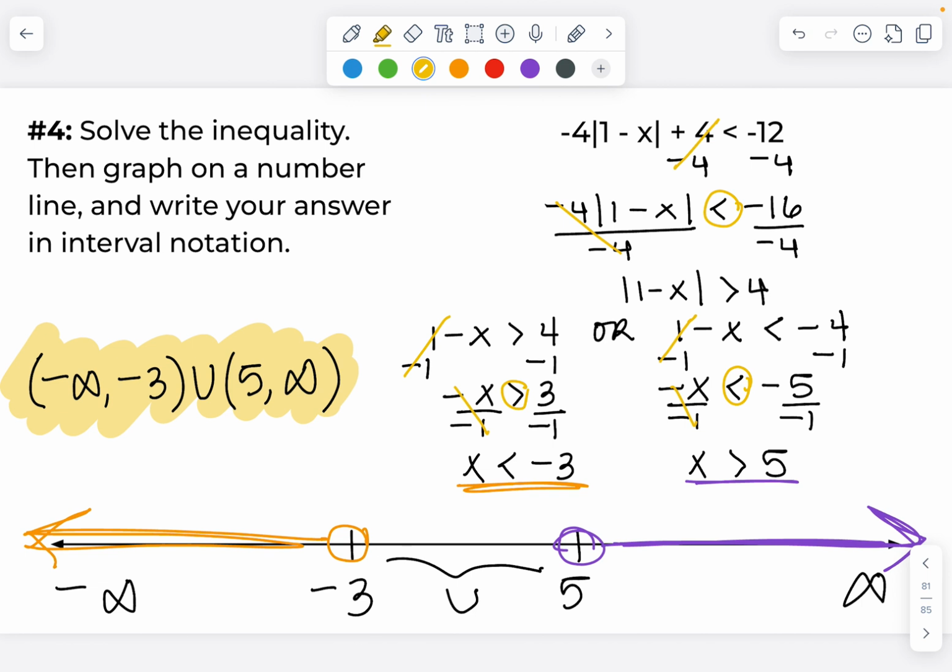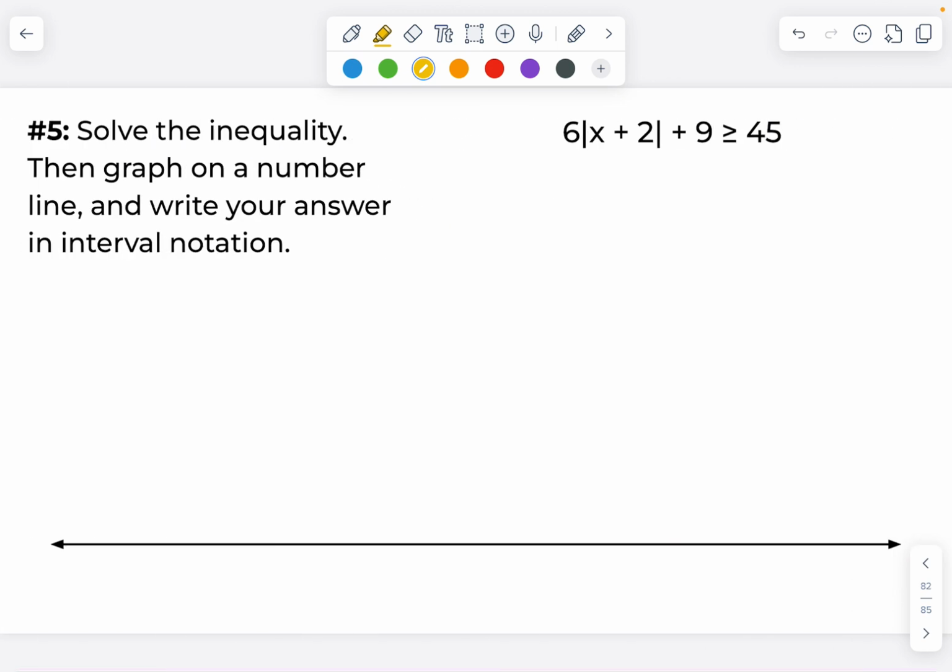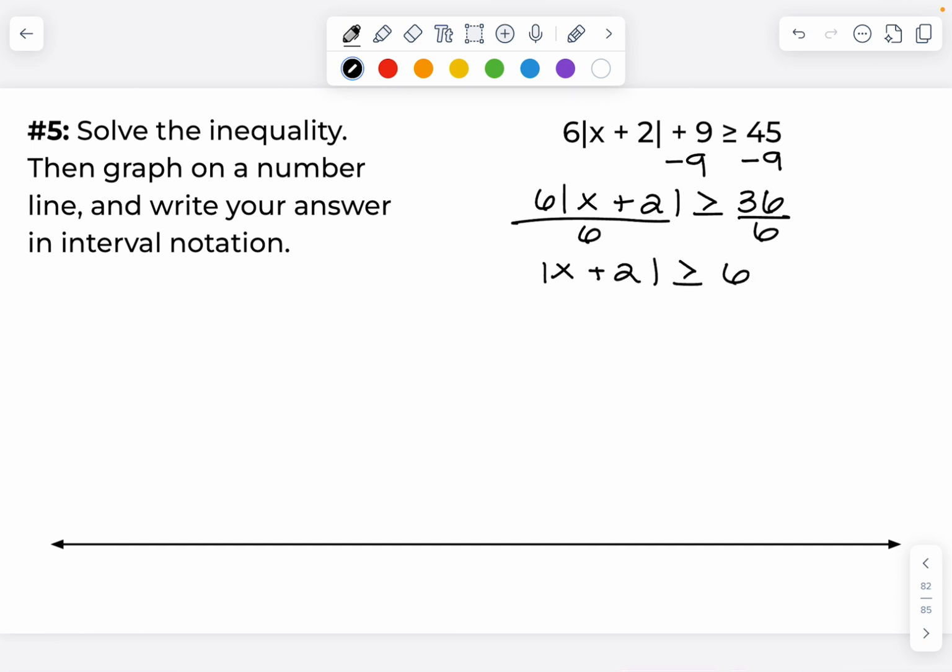So let's try 2 more. I want you guys to isolate this one by yourself. So your first step should have been subtracting 9. So when I subtract 9 here, I get 45 minus 9 is going to give me 36. Then I'm going to divide both sides by 6. I get x plus 2 is greater than or equal to 6. So that is absolute value bar isolated.